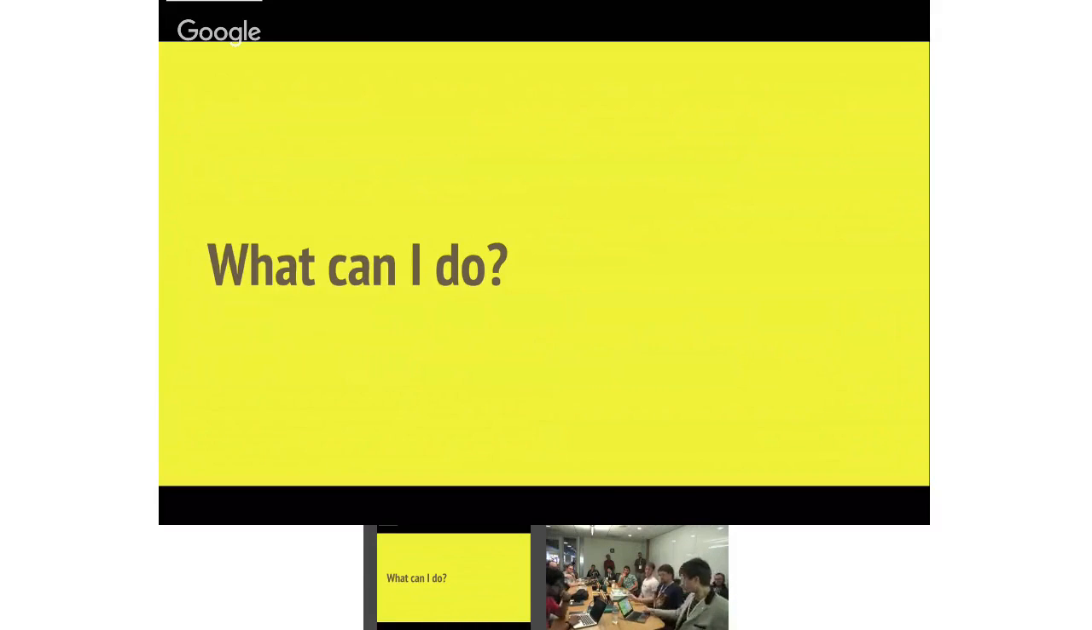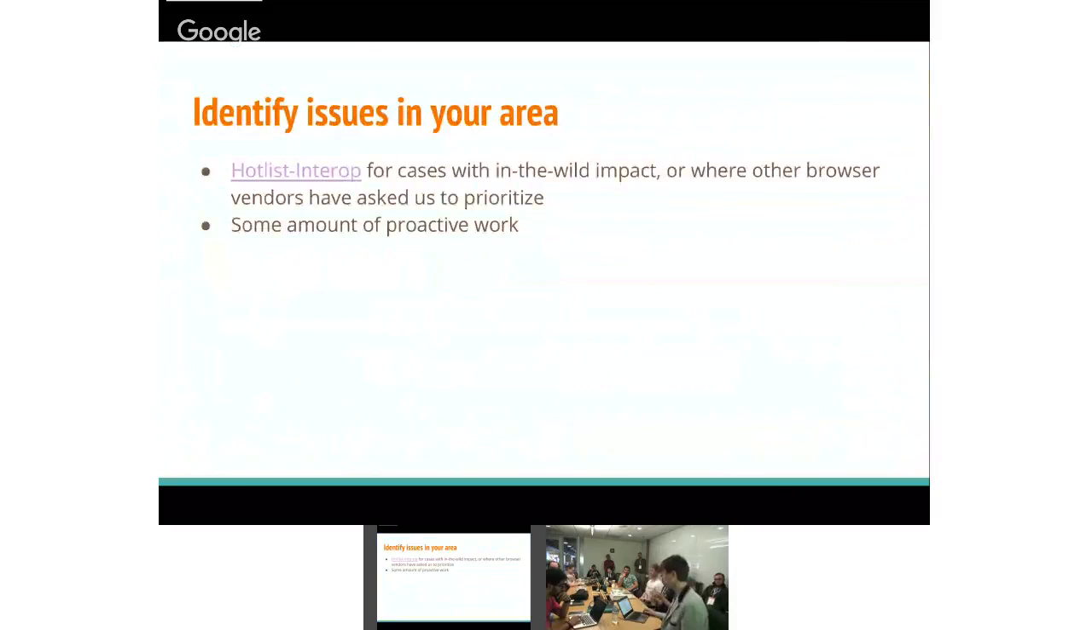Okay, just some final thoughts here. What can we do? There's this label called hotlist interop, and that's applied when it's a known actual issue in the wild or another browser vendor has complained. You can have a look at that and see if the areas you work in have a lot of stuff to do. And also, all of us can do some proactive stuff because that's easy.